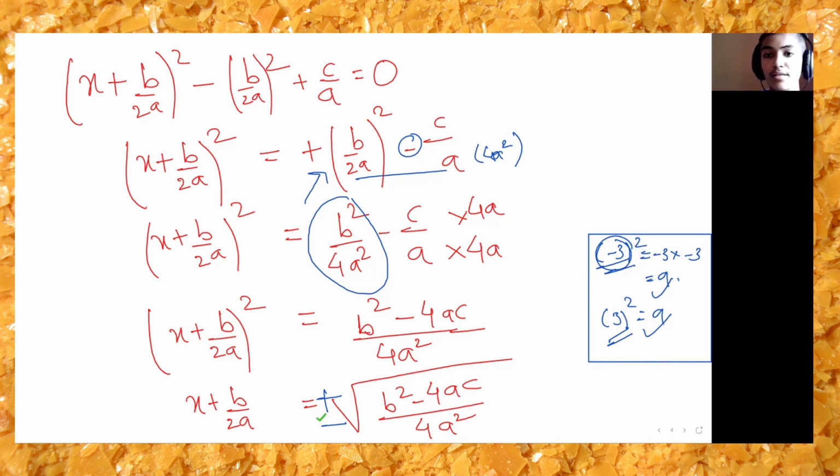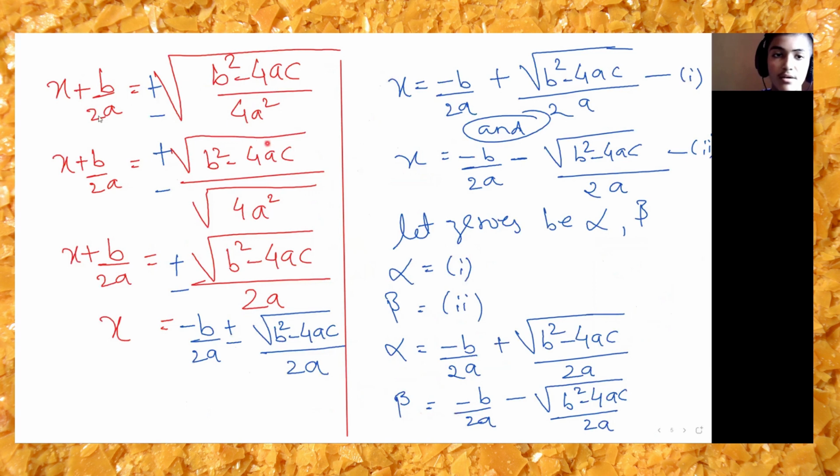Now we will divide this square root into the numerator and the denominator separately. See, you can see here, we have just divided the square root. We have done nothing else, only divided the square root. x plus b by 2a is equal to plus or minus under root of b square minus 4ac divided by under root of 4a square. We divided so that we could cancel the square root in the denominator, as this is the square of 2a. So now we have cancelled it.